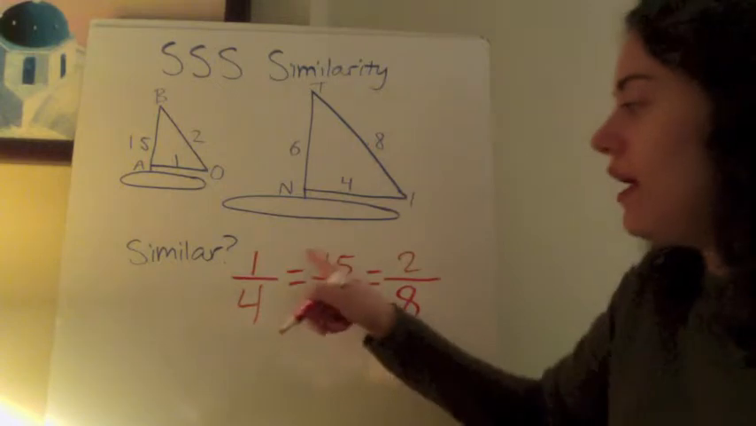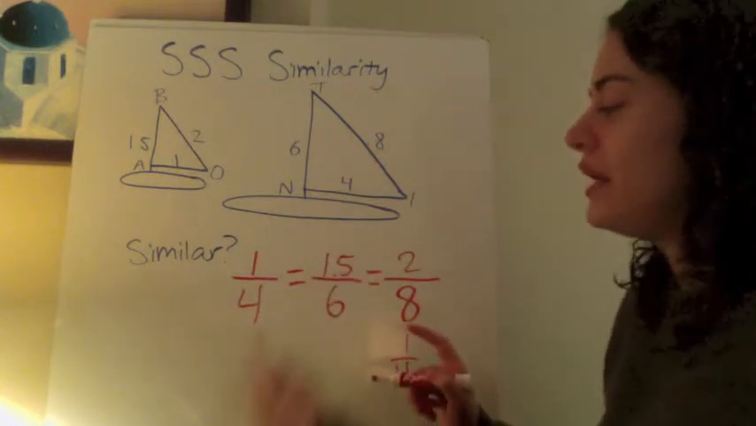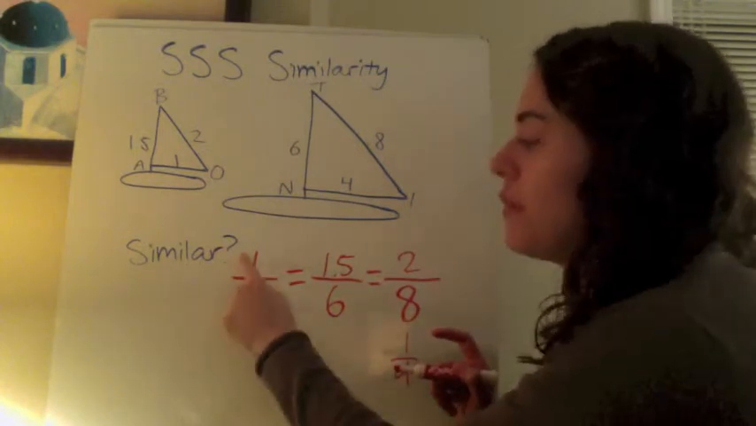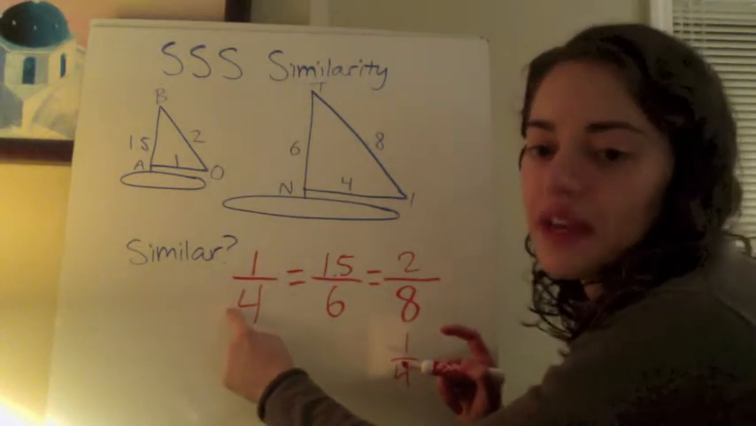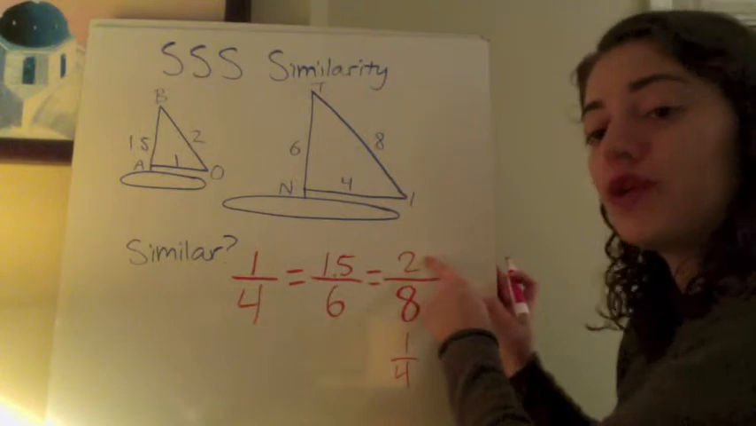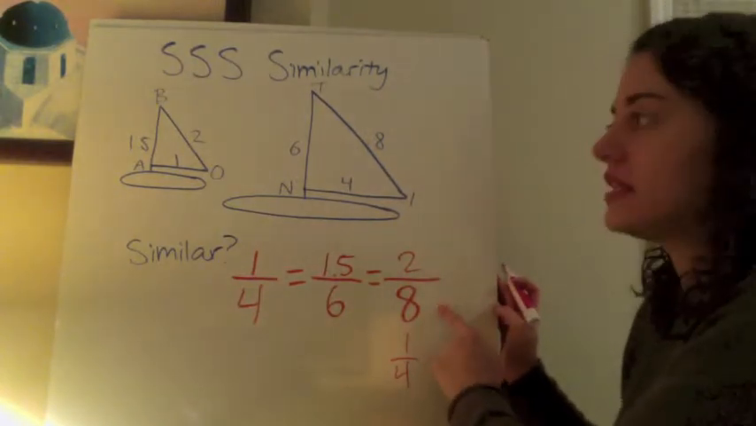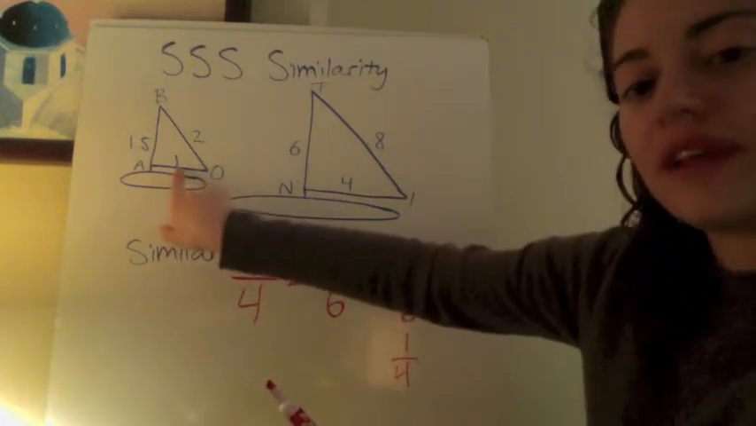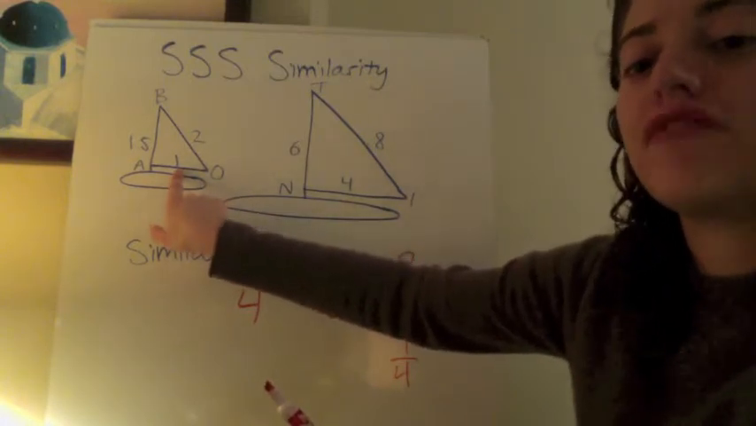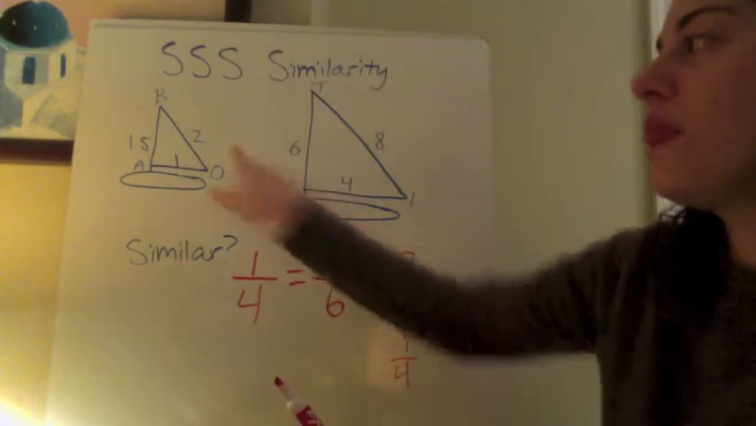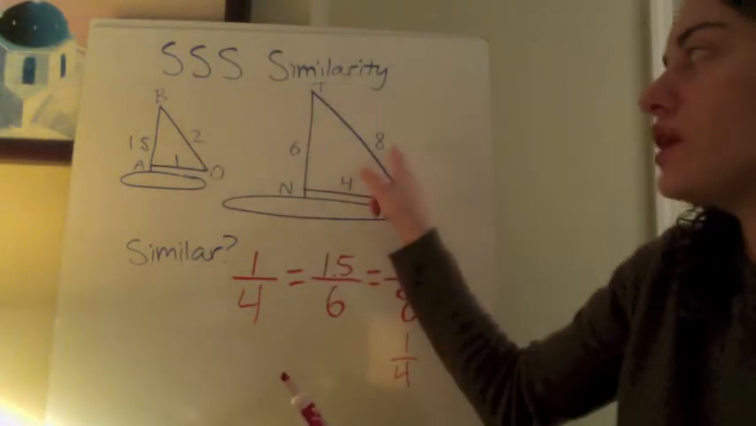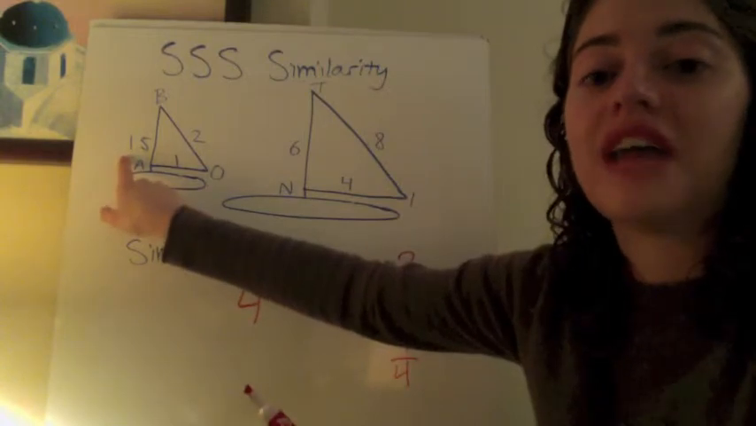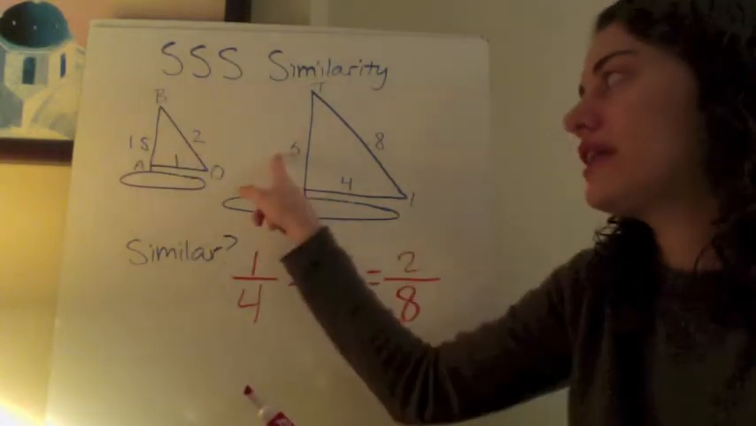Okay, for here, to get from 1 to 4, I had to multiply my numerator times 4 to get the denominator. Same here. Take your numerator times 4 to get to the denominator. So if I look at this bottom part of my sail, I have to multiply that by 4 to get the bottom of this sail. This side, I have to multiply by 4 to get to this side. So let's test. If I multiply 1.5 times 4, am I going to get 6?